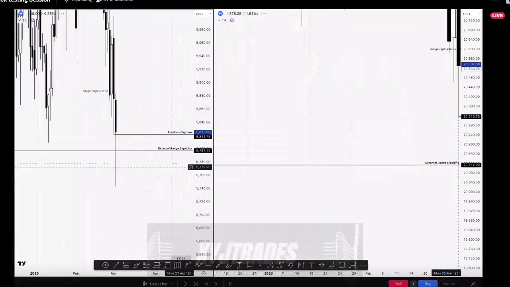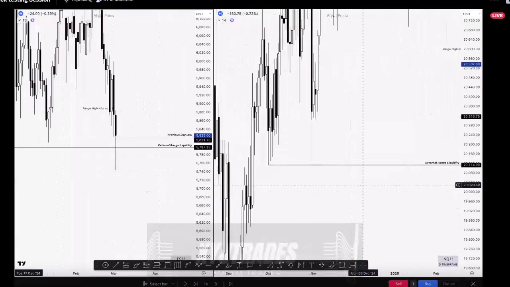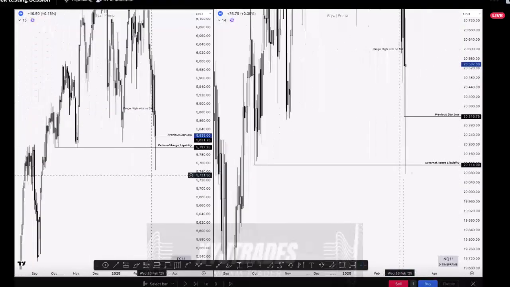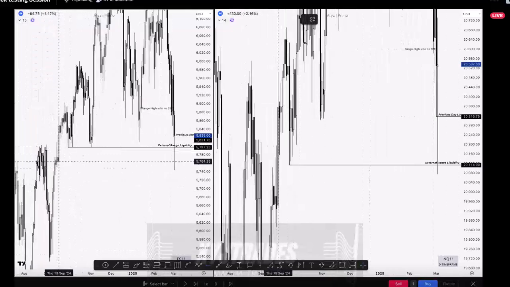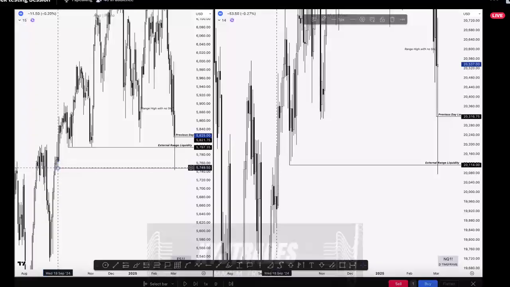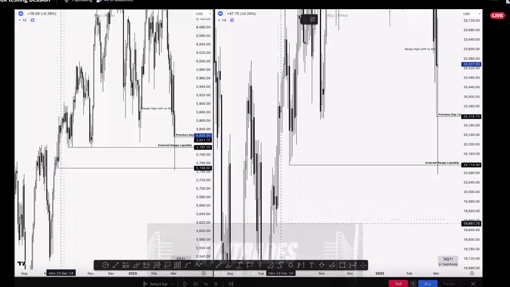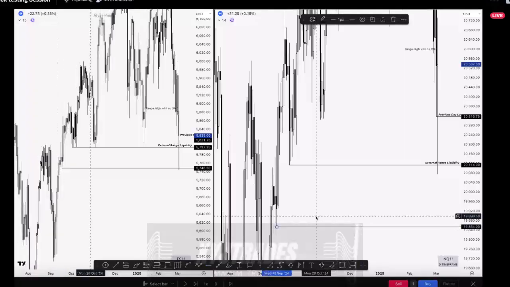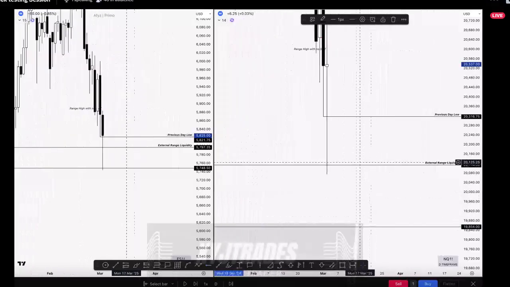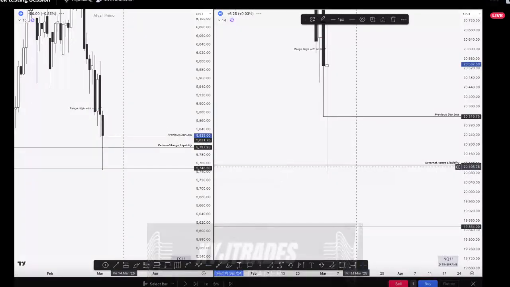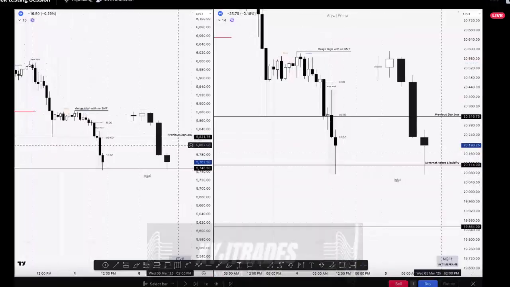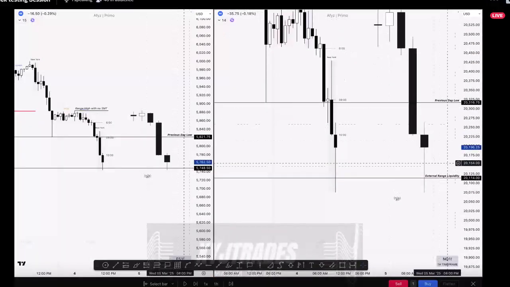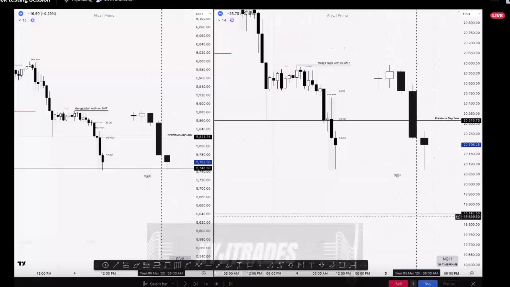I'm going to zoom out. Okay. We both take out this external range low, so it's obviously not this SMT in here, but I can see this SMT. Price tags a daily low on the ES that does not tag on NASDAQ. So here is my external range divergence. Again, NASDAQ is more bullish, clearly. Okay. This is the divergence.